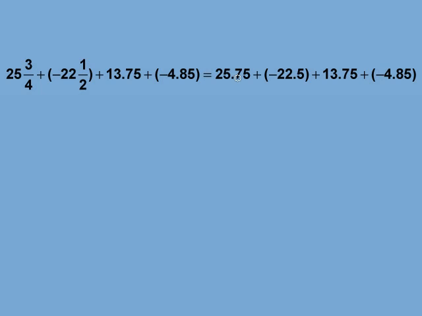We know that adding a negative is the same as subtracting a positive, so we rewrite the expression to get this: 25.75 minus 22.5 plus 13.75 minus 4.85. This simplifies to 12.15. Let's look at a final example.